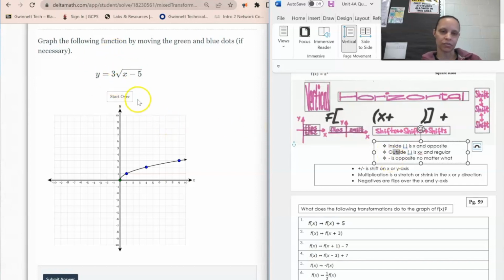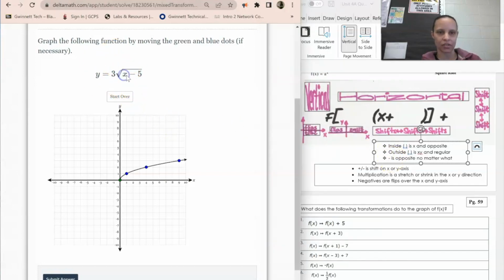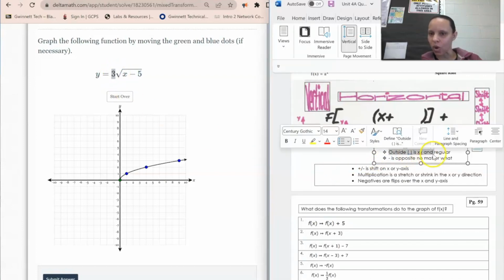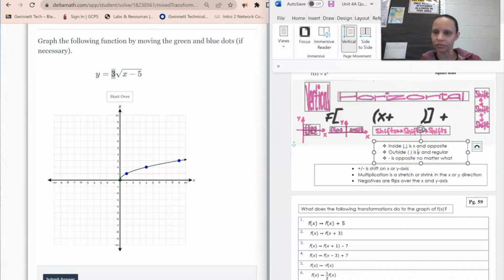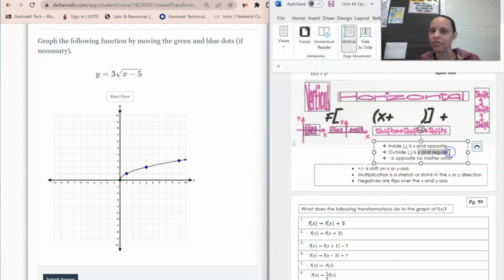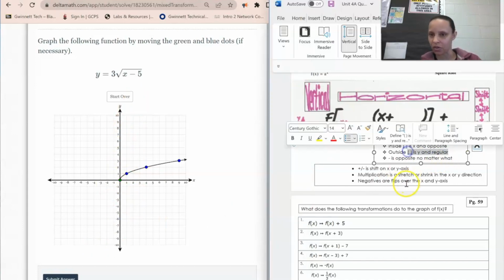So I'm looking here. My function is related to the x. Right now I have something outside and I also have something inside. So let's deal with this 3 first. This is outside. So I answer, oh, it's outside. Outside is y and regular. So it's the y-axis. It's got to do with something going up and down, and it's whatever you think. Keep this in mind.